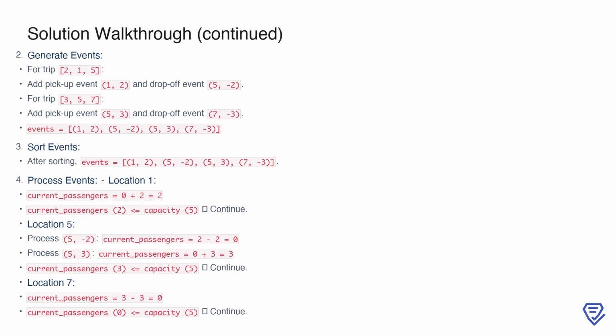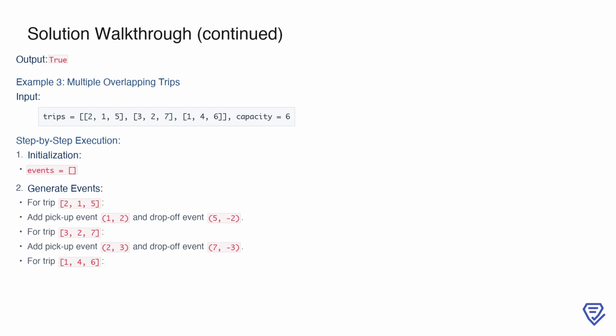At location 1, the pickup for 2 passengers brings the total to 2, which is within the capacity of 5, so we proceed. At location 5, there are 2 events: first, a drop-off for 2 passengers, reducing the count to 0, and then a pickup for 3 passengers, increasing the count to 3. Since 3 is still within the capacity, we move to the final location. At location 7, the drop-off event for 3 passengers reduces the count to 0. At every step, the current passenger count remained within the capacity, so the output for this example is true.